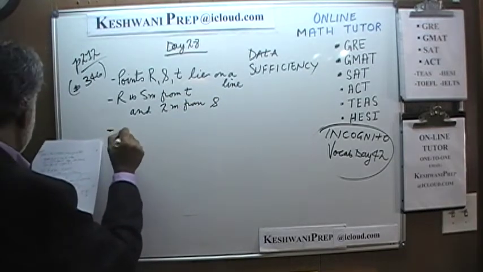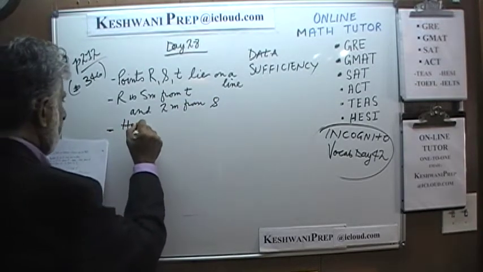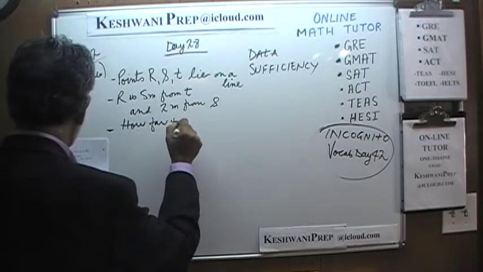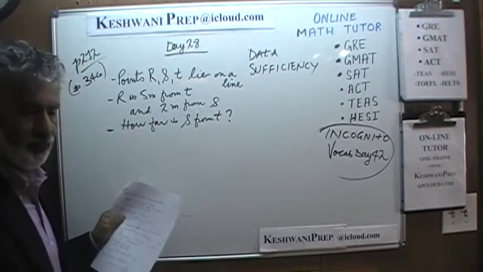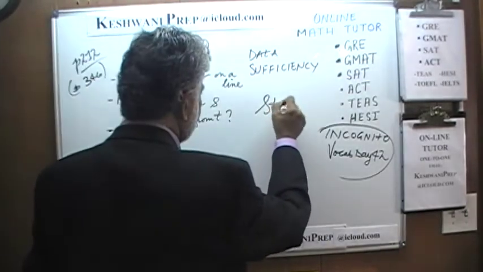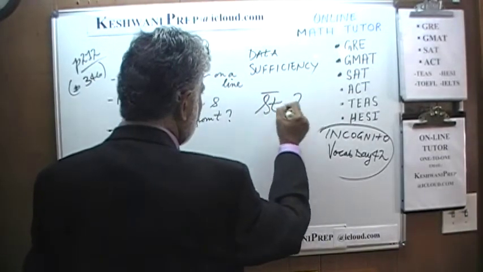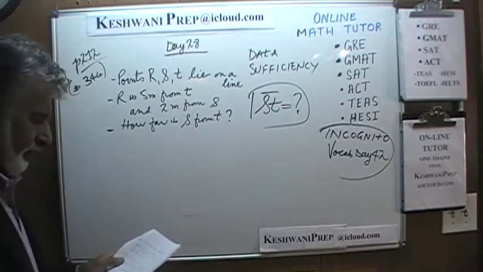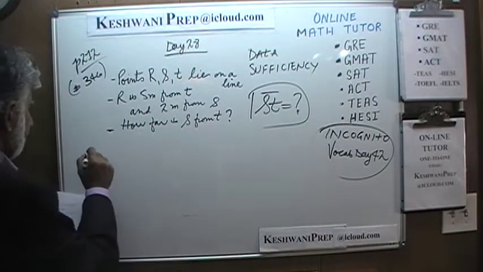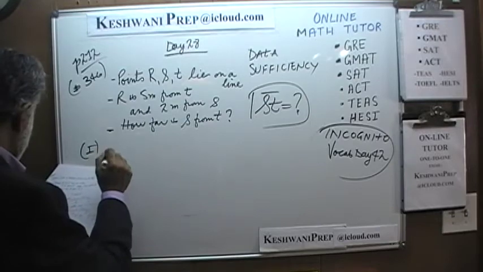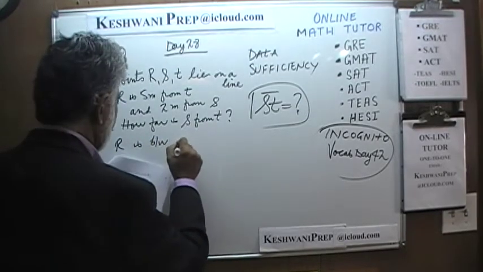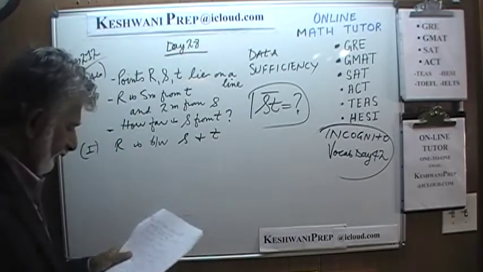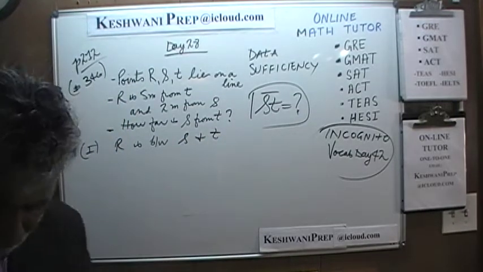The question simply is, how far is S from T? How far is S from T? We are interested in distance. Distance S to T is what we're looking for, and that's all. Let's see what the first statement tells us. The first statement tells us that R is between S and T.